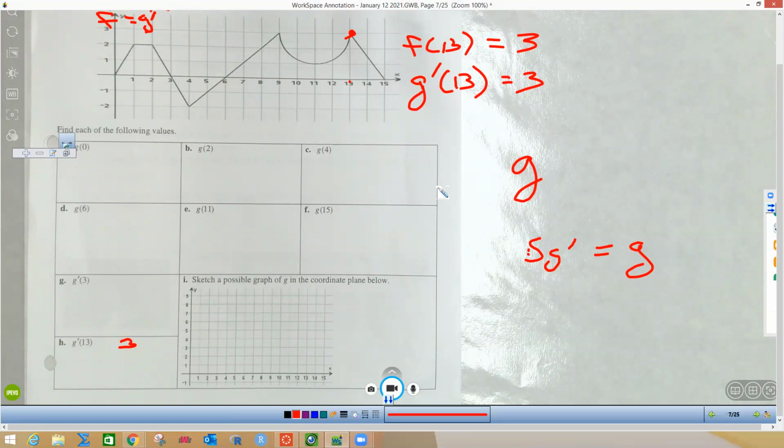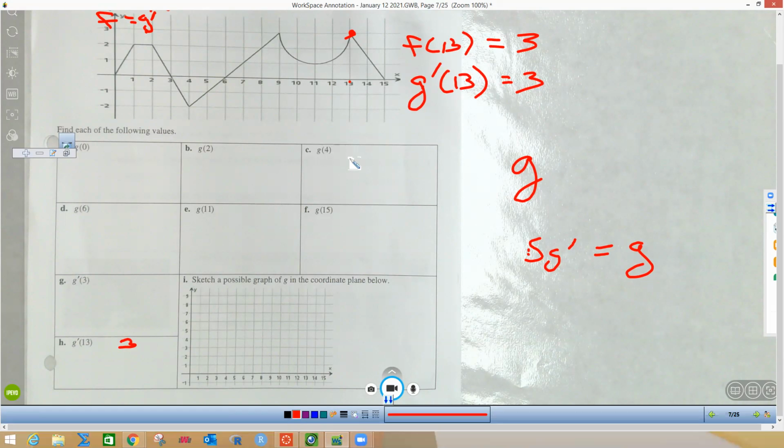Sorry, F. You mean you want to do F on number 1? Okay, we're going to do F on number 1. It says what's G prime of 15? Once again, it says just G of 15, not G prime. This is just G of 15, okay?